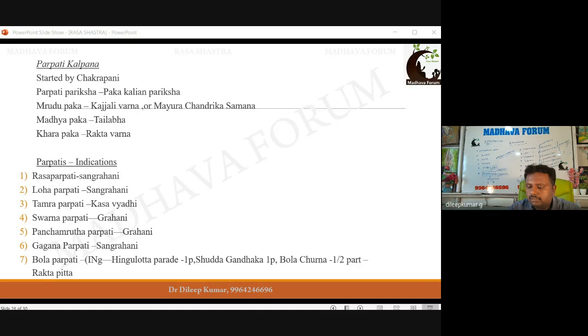One more thing we need to remember while using Parpati: it should be used in Arohana and Avarohana krama. We should start with one rati, then increase to 2, 3, 4, 5, like that, up to 10 ratis. Again, we should taper the doses. Arohana and Avarohana krama is the one thing we should remember while giving Parpati.